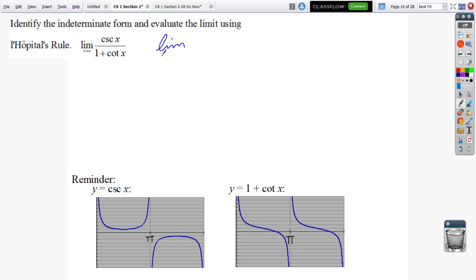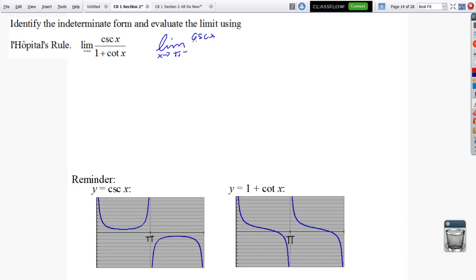The reason why I put that up there is the limit as x approaches pi from the left of cosecant x over 1 plus cotangent x is going to be different from the limit as x approaches pi from the right of cosecant x over 1 plus cotangent x. Now, I've never really seen anything get this difficult where you have to evaluate two different handed limits. Usually they're straightforward as far as the AP test is concerned, but let's pretend that they were.